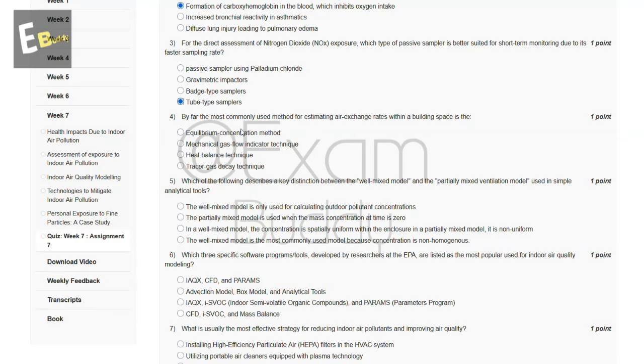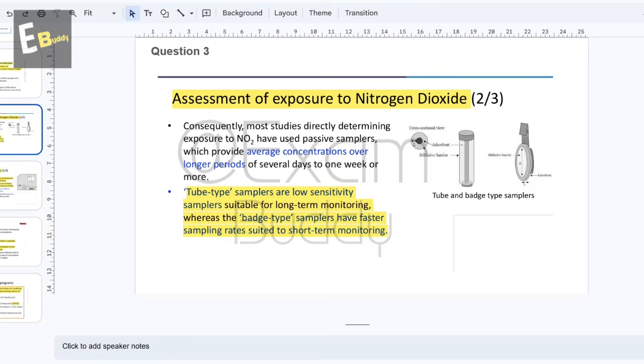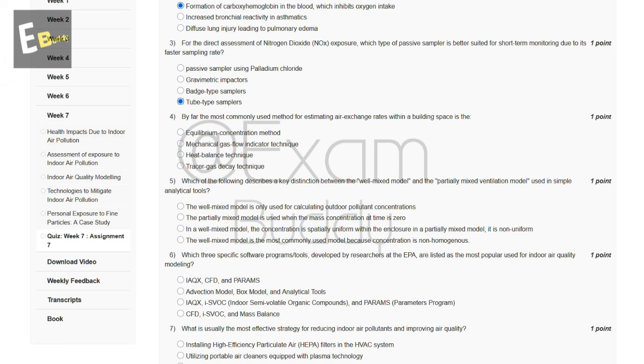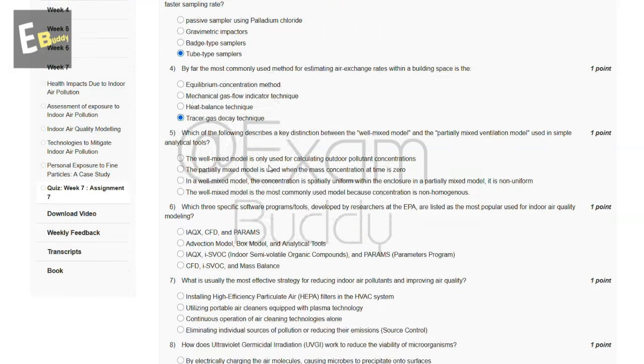And now let's go to our question number 4. By far the most commonly used method for estimating air exchange rates within a building space is the, so these are the options. And now let's check the explanation. So explanation says monitoring of ventilation rate, tracer gas decay technique. By far the most commonly used method of estimating air exchange rates is the tracer gas decay technique. In this method, a tracer gas is released into the building space at one or more points, possibly with the use of fans. So the answer of our fourth question is D. Tracer gas decay technique.